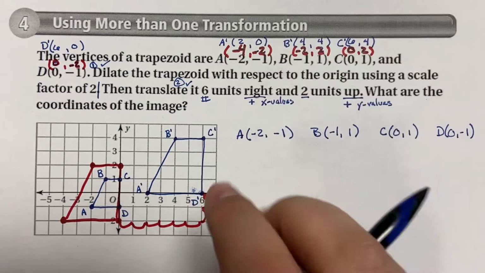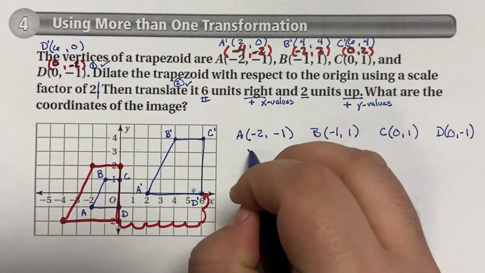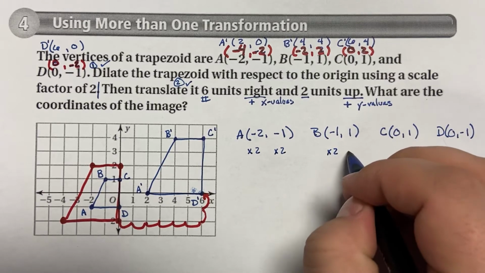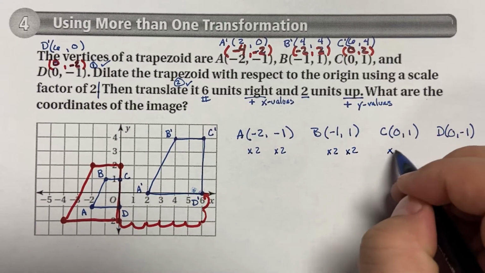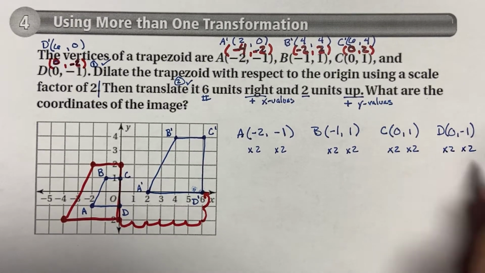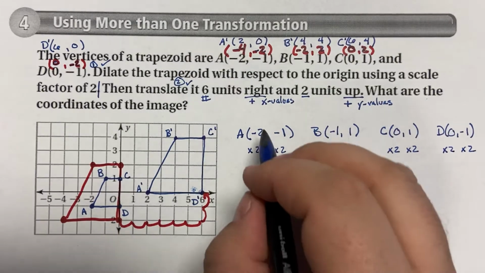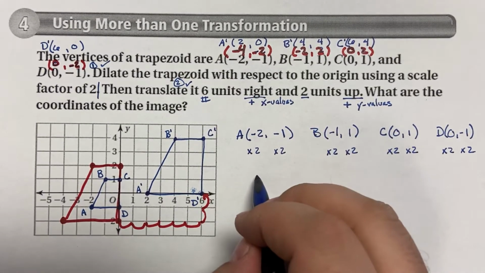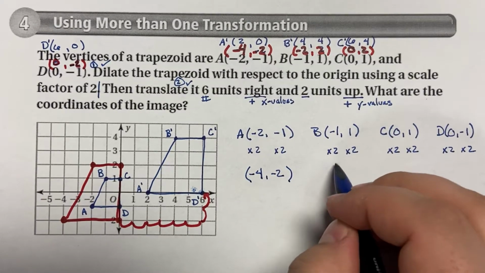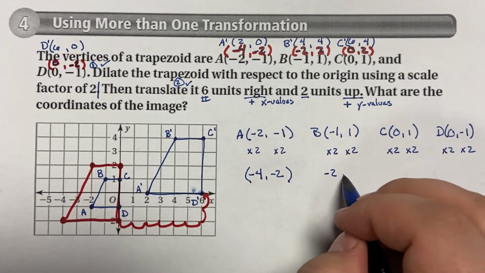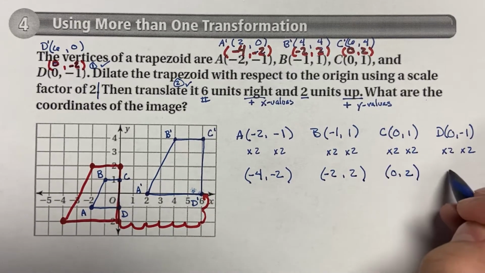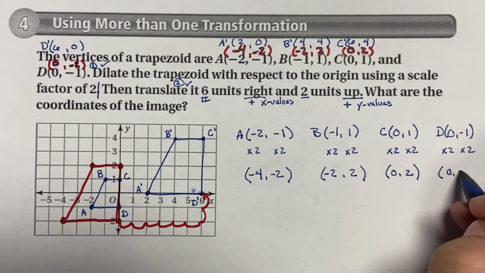So what I do first is the dilation, I multiply everything by 2, because a dilate changes everything. And yes, I know I'm not supposed to be using X as multiplication, but right now it's meant to be shorthand. And what I can do is then when I do that, I got -4, -2, then I got -2, 2, I got 0, 2, and I got 0, -2.